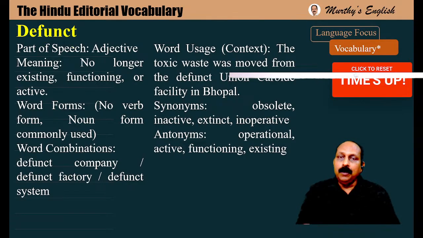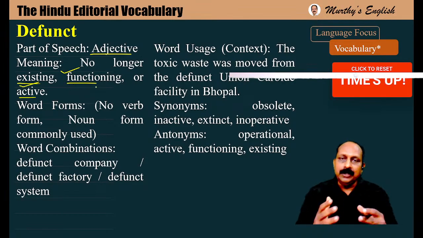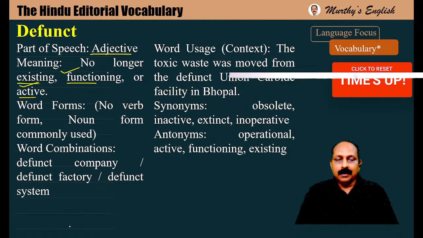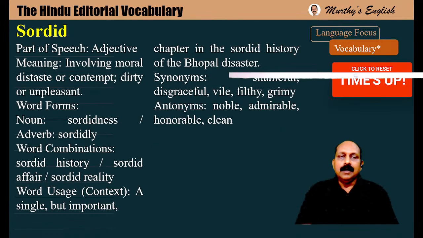Defunct. Remember the word function. Defunct goes with something related to function. Part of speech, adjective. No longer existing, functioning, or active. Rather than the word existing, better words to remember, functioning or active. A particular system active in the beginning, later not active, then we say defunct system. It's an important word.